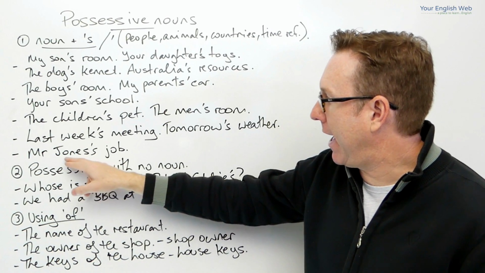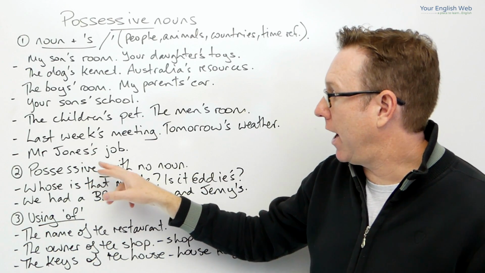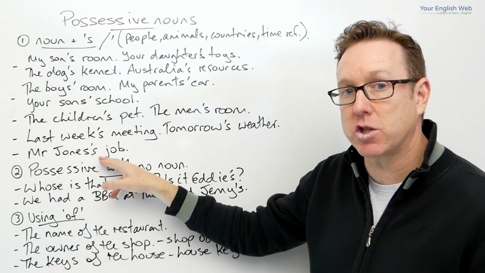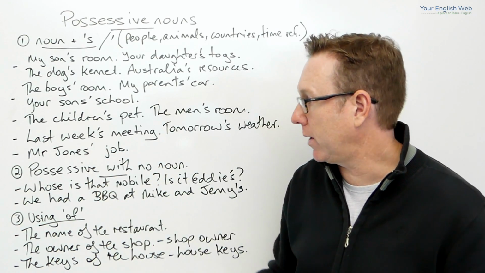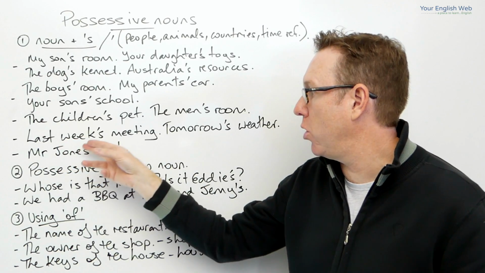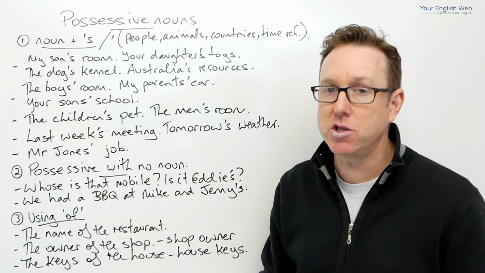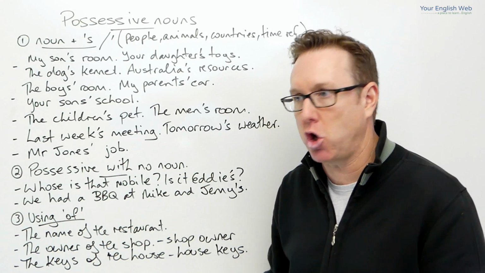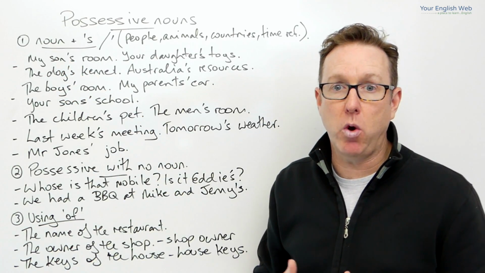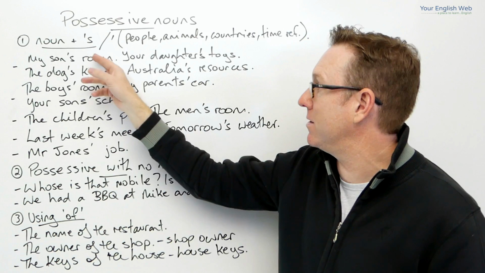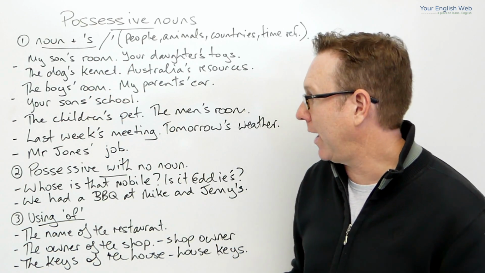Now, when we have a singular noun that finishes in S, we can either take the apostrophe S structure or we can just use the apostrophe structure, okay? Mr. Jones' job, or with the S here, Mr. Jones's job. Now the pronunciation, Jones's, Mr. Jones's job. So the pronunciation for all of these is the same as if it were a plural, okay? My son's room, your son's school. So there's no difference there, okay?